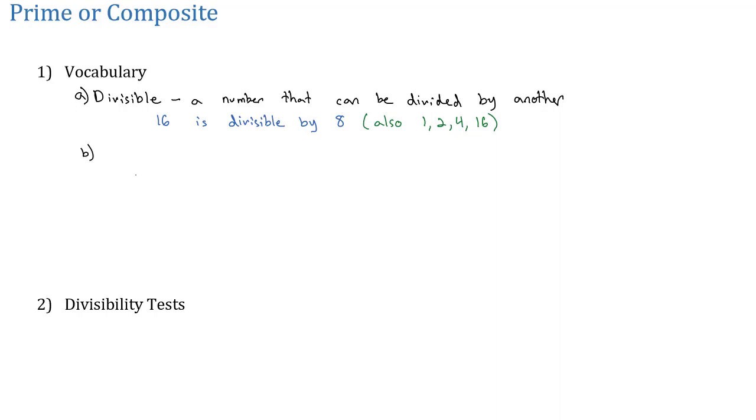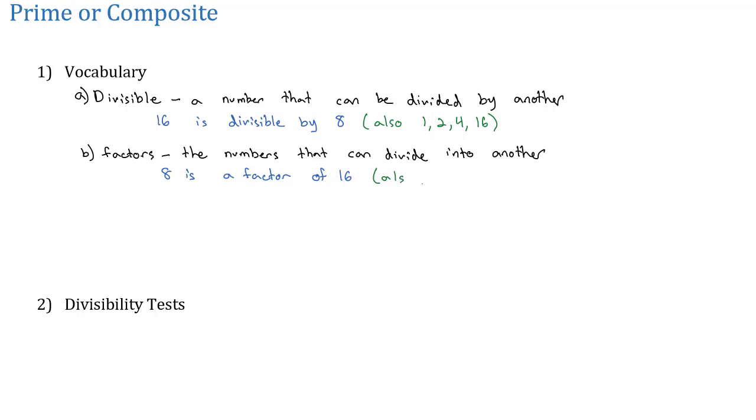Those things that it's divisible by, those things we call factors. Factors are the numbers that can divide into another. So if 16 is divisible by 8, we can then say 8 is a factor of 16. And again, those other numbers are also factors of 16. Also, 1, 2, 4, and 16 are factors of 16.